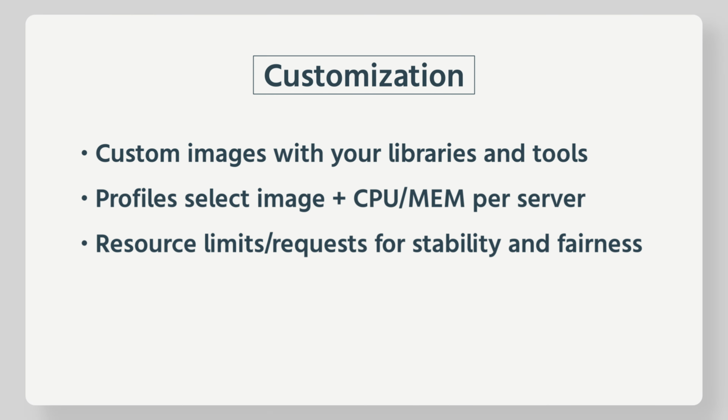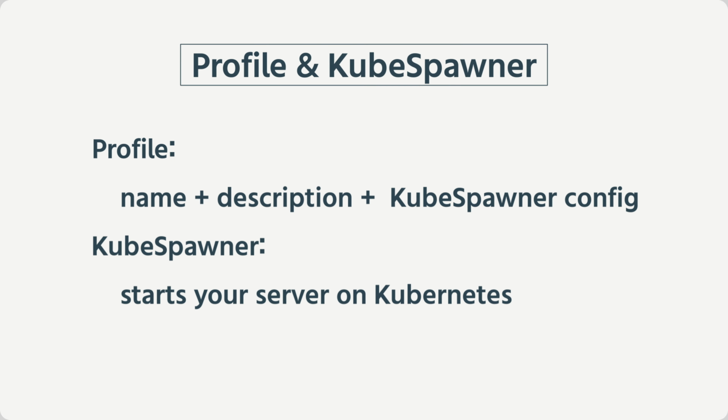One big advantage of JupyterHub is customization. You can create custom container images with all the libraries and tools your team needs. You can also define resource limits and requests, ensuring that users have the right amount of CPU and memory for their work. As I mentioned earlier, profiles allow users to select the environment that best fits their needs. This means you can have different profiles for data science, machine learning, or any other specific use case.